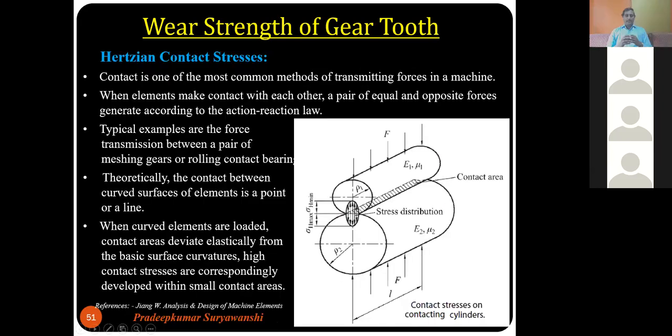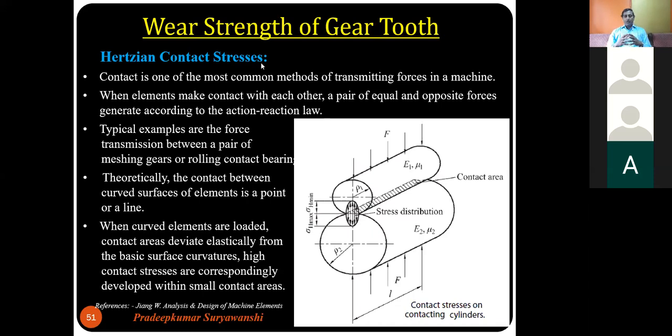Now before we discuss about wear strength, I will spend some time on the Hertzian contact stresses. So here if you look, why we are talking about Hertzian contact stresses? Because contact is one of the most common methods in transmitting forces in a machine. And when elements of machine make contact with each other, a pair of equal and opposite forces is generated according to law of action and reaction. Right? And typical example is this meshing of the teeth in case of gears or rolling contact bearing.